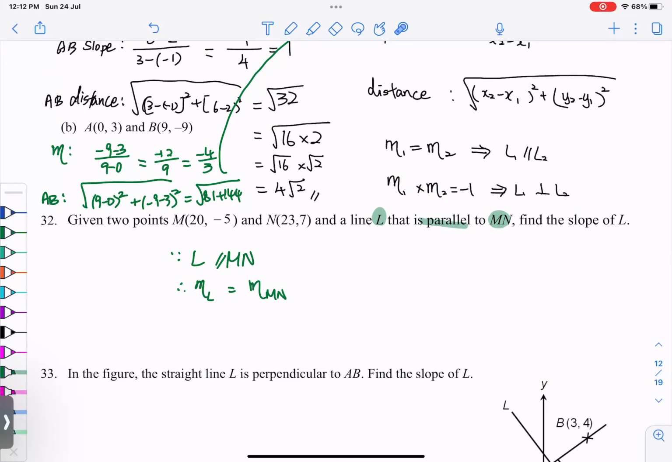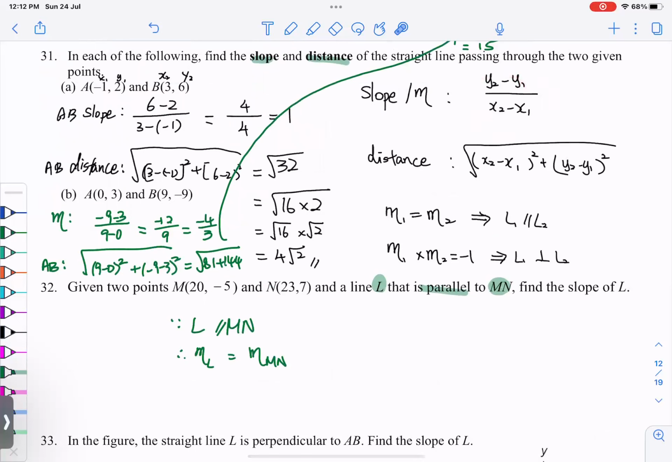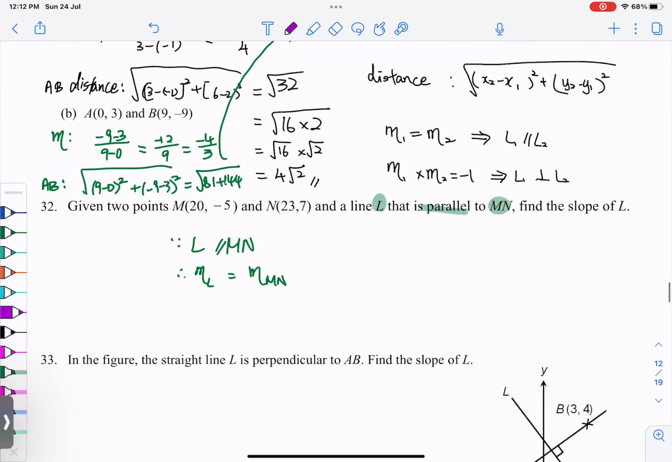Now, do we know any of their slopes? We can, right? Because we have the point M, we also have the point N. You have 2 points. So can you find the slope? Yes, because you know the formula of slope already. So you have the formula here. You also have 2 points. Can you find the slope of MN first? Then you will automatically know the slope of L because they are actually equal because they are parallel. So you can write it this way.